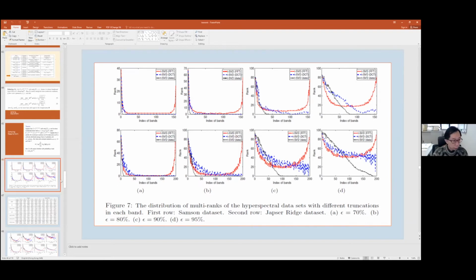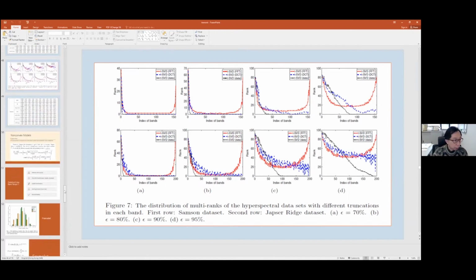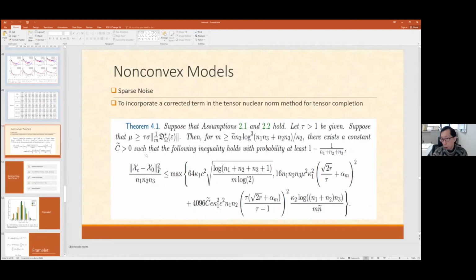I need to control my time. Another way is to use a nonconvex model to handle the representation much better. The previous model is convex, but here it is a nonconvex model, so that you can represent the rank more precisely.